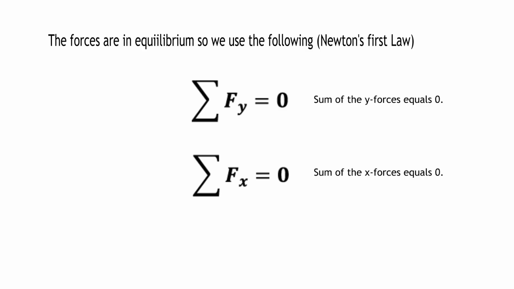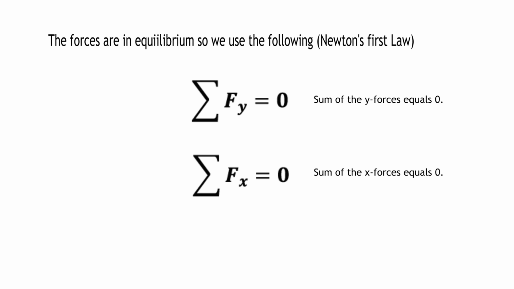So we're looking for the sum of the forces in the x direction to be equal to 0, and the sum of the forces in the y direction, that's at right angles to the x direction, also to be equal to 0. In other words, what should these x and y directions be? What should our coordinate system be that we will use to solve this problem?